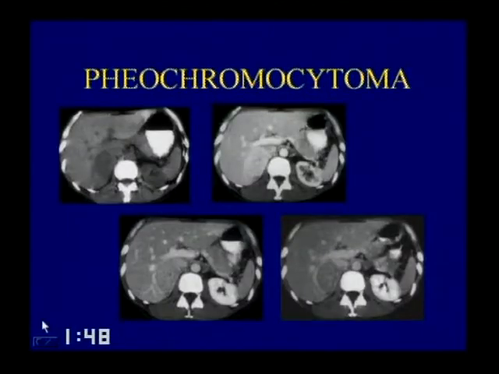Here's a very typical looking pheochromocytoma. This one is benign, well-defined, good homogeneous enhancement, a little bit of a central scar there. And notice how by the early equilibrium phase, it's washing out.